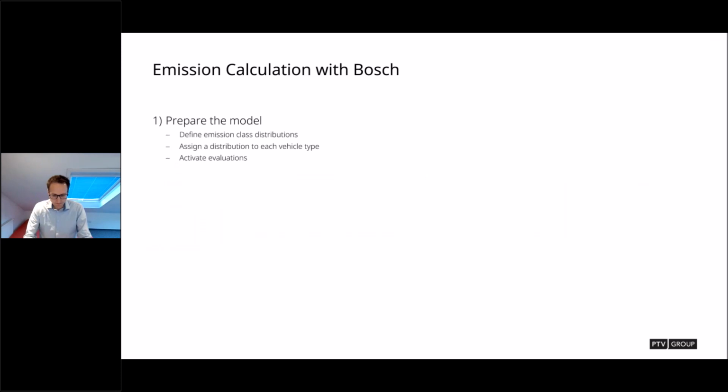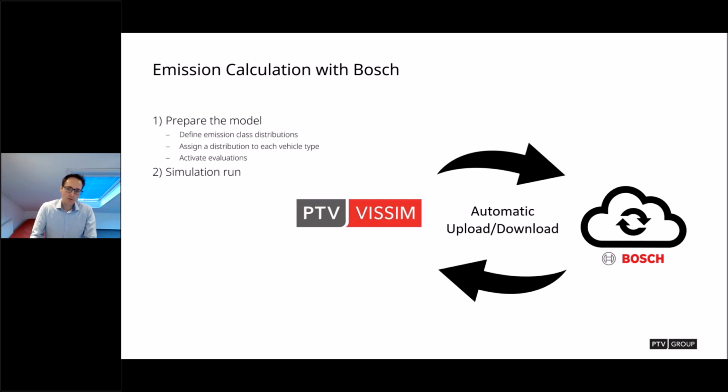In the simulation, you need to activate the evaluation, of course. In your evaluation, activate Bosch. You need to activate vehicle network performance or link evaluation; those are the 2 currently supported evaluations. Then you just run the simulation, and after the run, the trajectories of vehicles are automatically uploaded to Bosch. We are not sending information about your network. We only send the distance traveled of vehicles, the gradient, and the emission type.